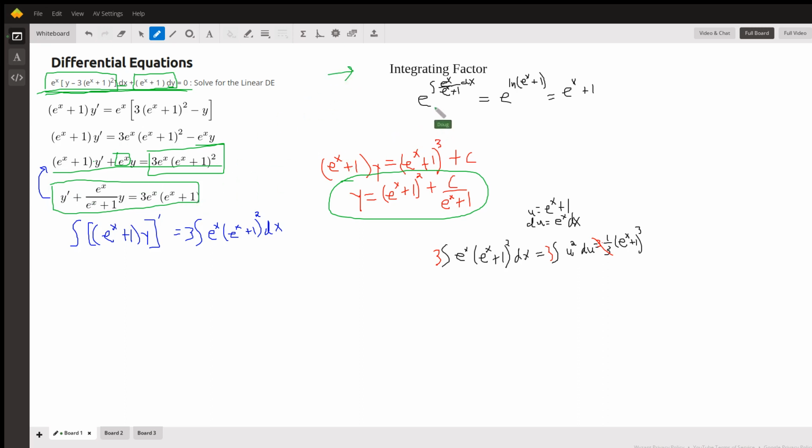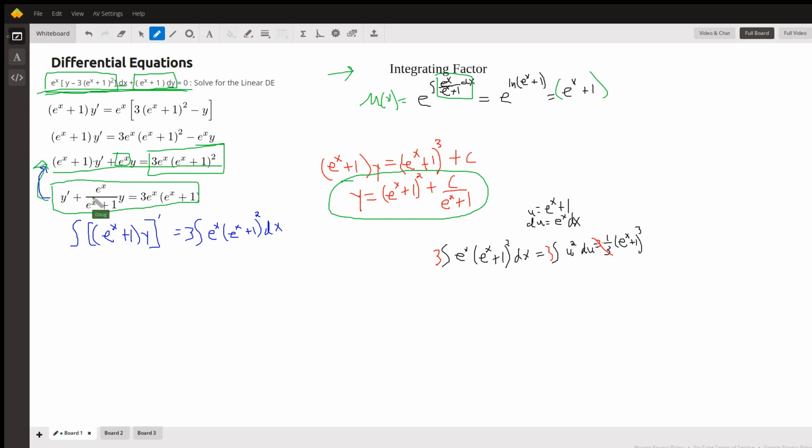We want to find the mu of x is equal to e to the antiderivative of p of x. And that happens to be, by u substitution, the antiderivative of this is ln of e to the x plus 1, and e to the ln of anything is the anything. So there's your integrating factor. So if I multiply every term by e to the x plus 1, well, it turns out I'm right back to where I started. A little bit unusual.